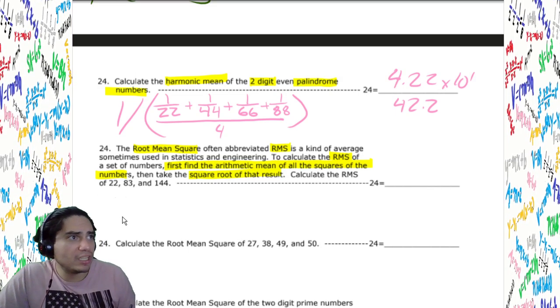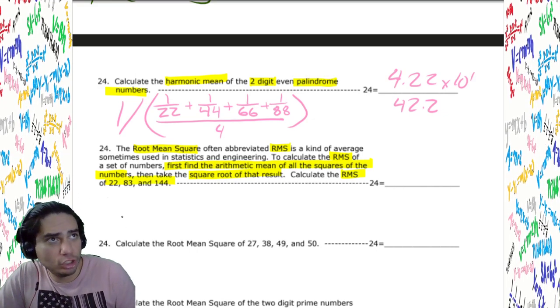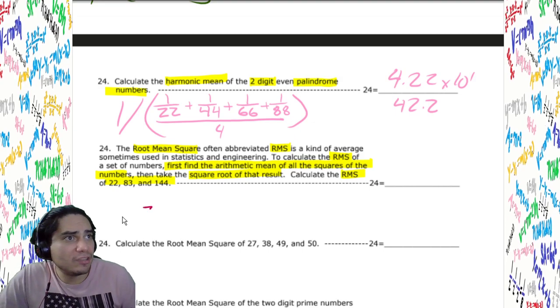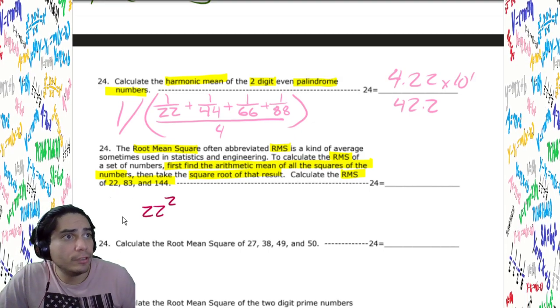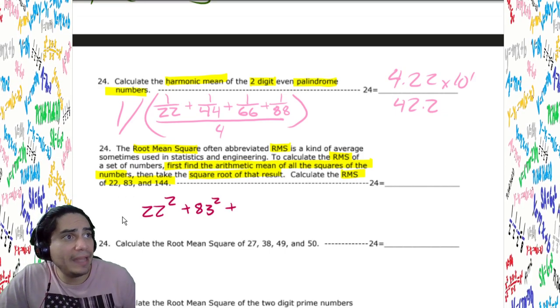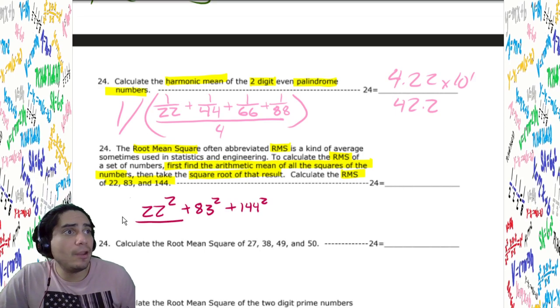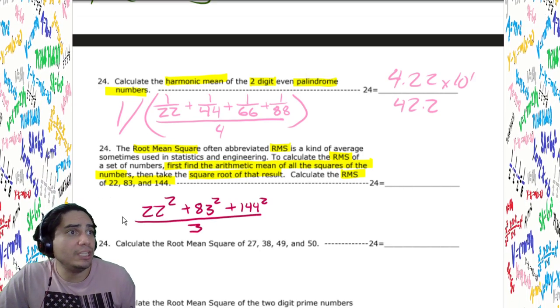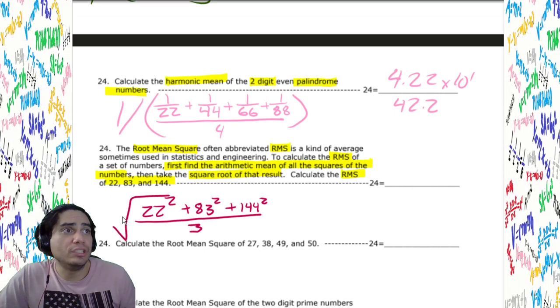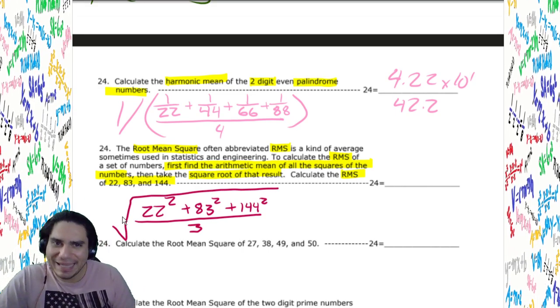So let's do it. We're gonna calculate the RMS of 22, 83, and 144. So look at what we're gonna do here. I'm gonna get 22, square it. I'm gonna go ahead and add it to 83, square it. And I'm gonna add it to 144, squared. Get that all and divide by 3. And when we do that, we square root everything. And that's how we do the root mean square.